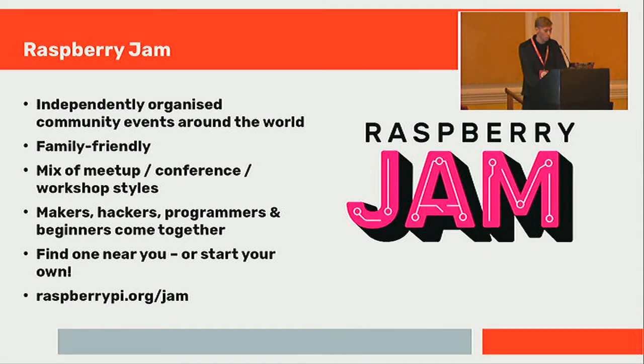And just to finish up, I want to tell you about a couple of programs. Raspberry Jams are community events independently organized around the world. They tend to be family-friendly events, so a lot of the things that you see are aimed at kids, about learning to code, these kinds of code clubs and things. Raspberry Jams are a similar kind of thing, but you often find people of all ages coming together to learn. There are people who are programmers in their day jobs, hobbyists, beginners, and people who are more into electronics and making and hacking.